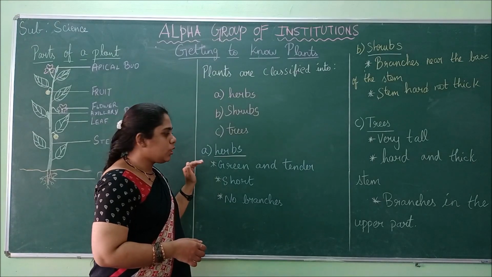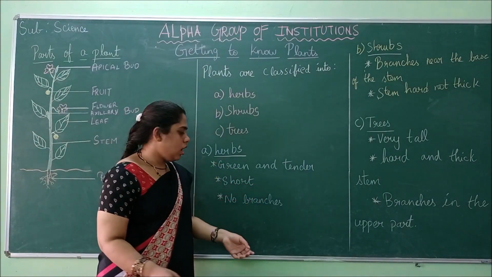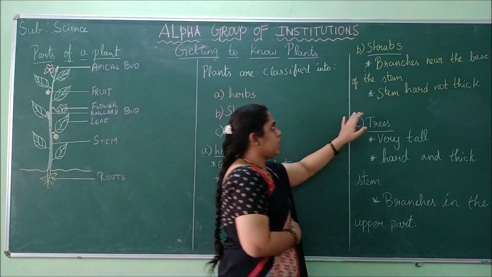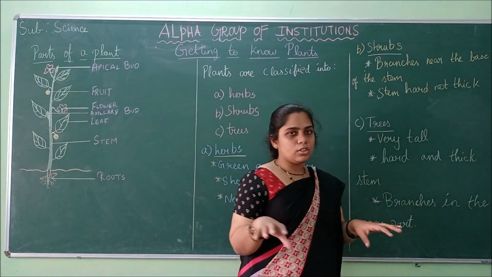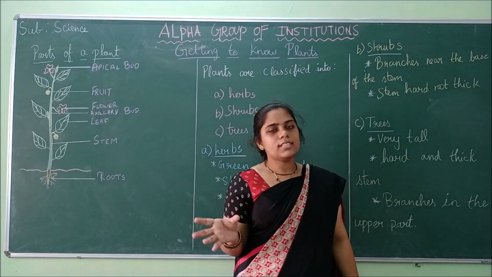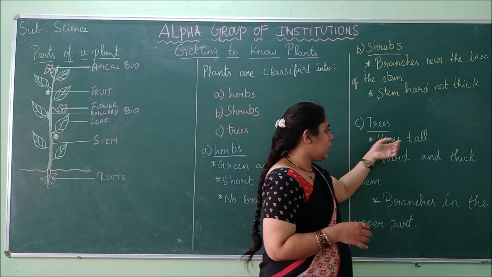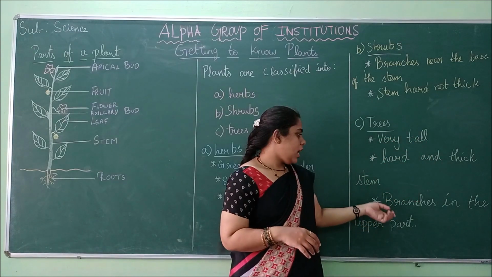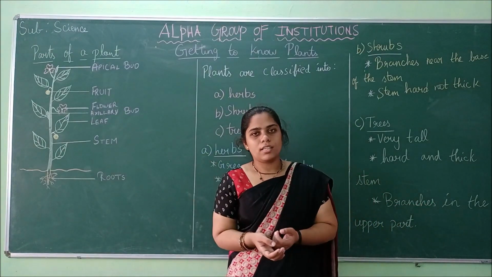Herbs are green and tender. They will be very short and no branches will be present. If you see shrubs, the branches are on the base of the stem. The stem will be hard but not as thick as trees. The third one is trees. They will be very tall, with a very hard and thick stem, and branches will be present on the upper part itself.